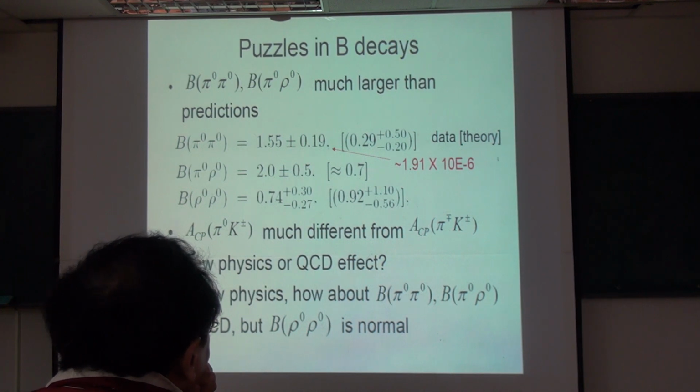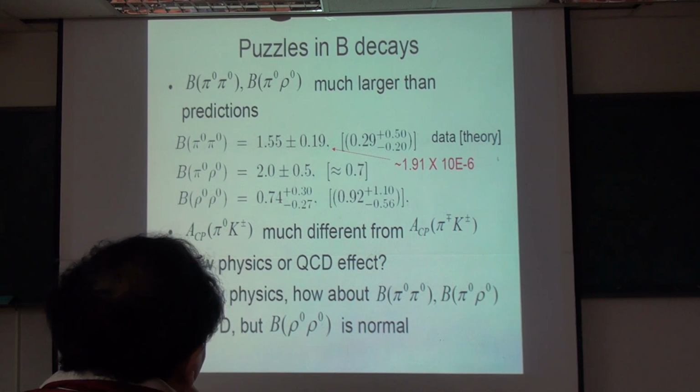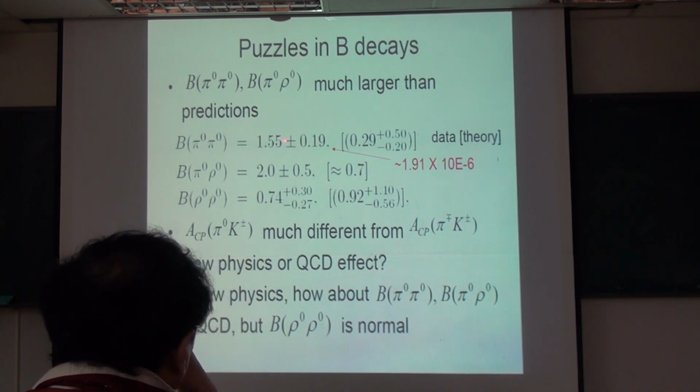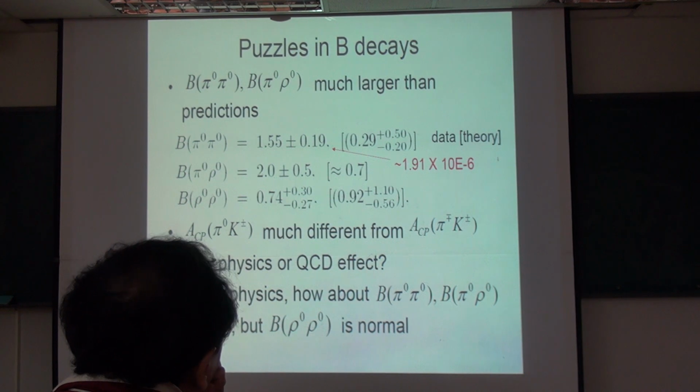People argue it may be due to new physics or due to QCD effects. But new physics can resolve the puzzle in the B to pi K decays, but how about B to pi pi, pi rho, and rho rho? These decays are tree dominant. But if it's a QCD effect, then how can you differentiate the pion and the rho meson? What kind of QCD effect can differentiate the pion and the rho meson? You can see, when the pion number is larger, the deviation is larger. Quite strange. In fact, we started from this puzzle.